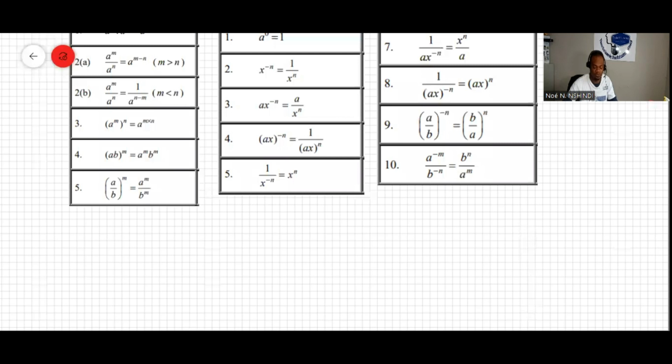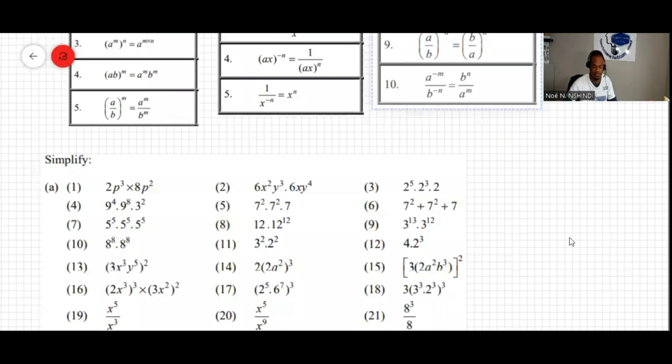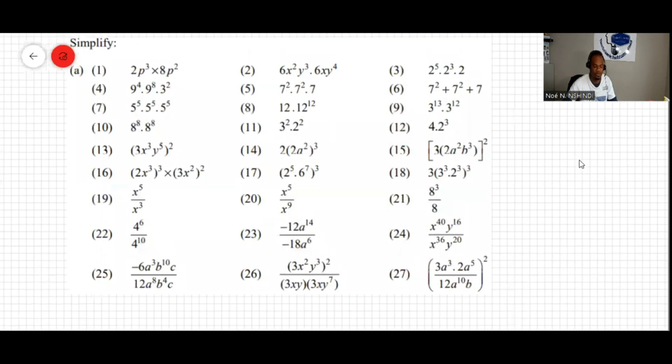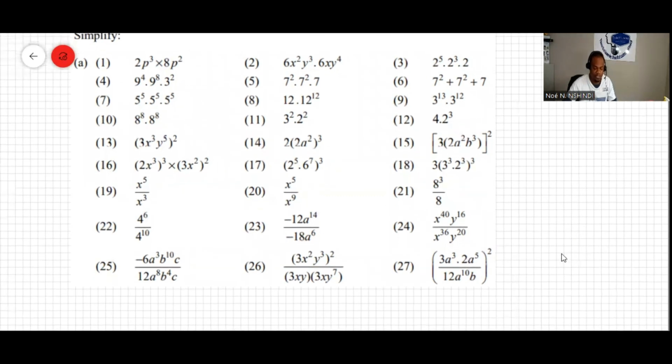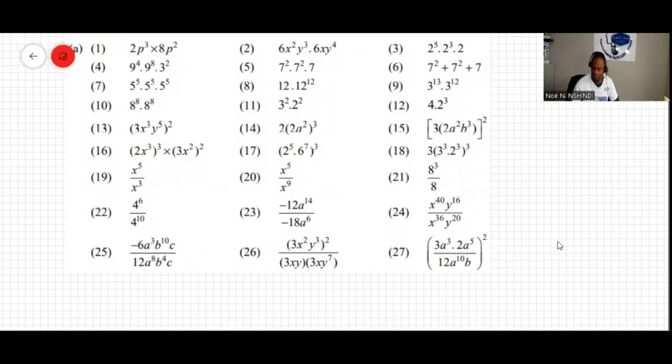Now let's dive into exercises of what we did in the previous grades. Question 1 says simplify. I'm going to do that with the help of the formulas we listed above. I'm writing question A1 here: we have 2p to the power of 3 multiplied by 8p squared.